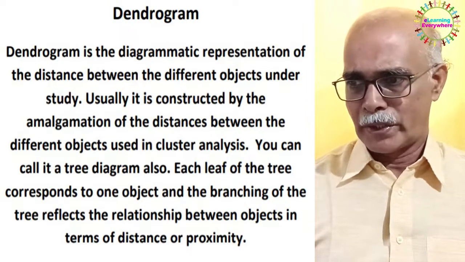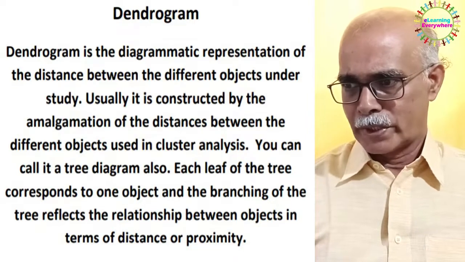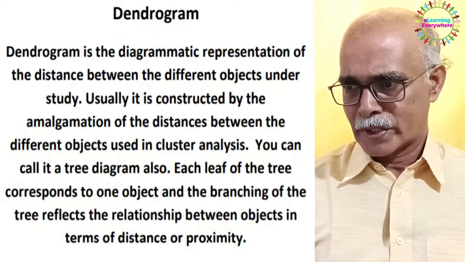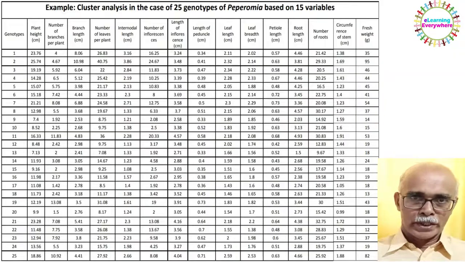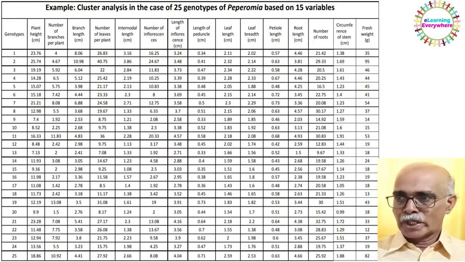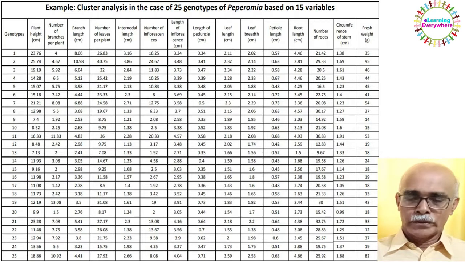Each leaf of the tree corresponds to one object, and the branching of the tree reflects the relationship between objects in terms of distance or proximity. Now we can move to an example of cluster analysis. Here, cluster analysis is carried out in the case of 25 genotypes of peperomia based on 15 variables. Mean values of different variables are given to you in the case of 25 genotypes, and based on their behavior, you are asked to classify them into different clusters.